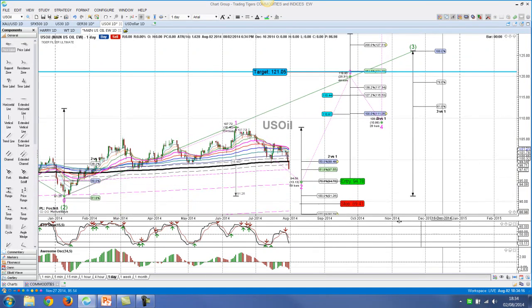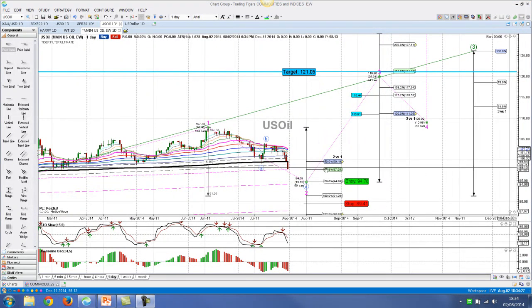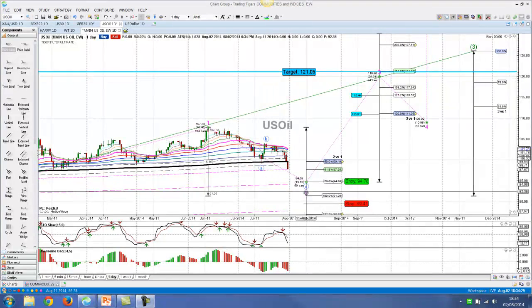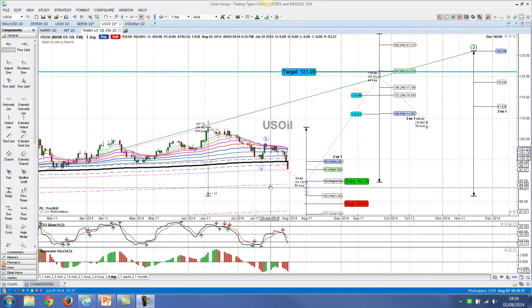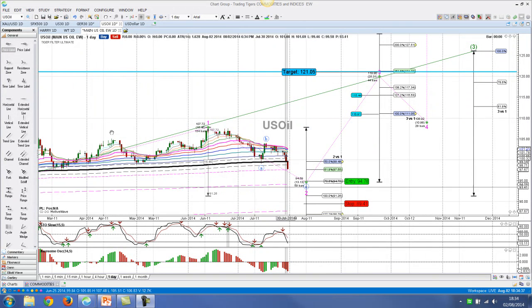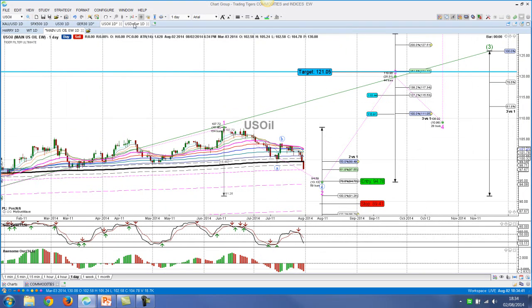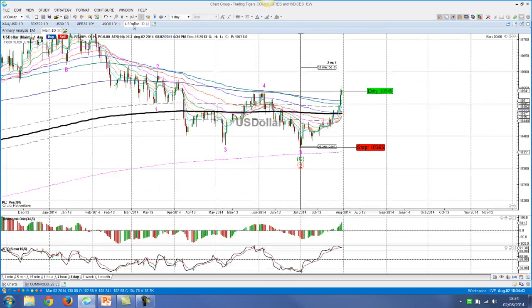So what we can do, we can actually break that down a little bit further so we can see it. I just put in the ABC correction for you so you can see exactly where it is. And we're not trading that, we're actually trading the minor wave. That's in pink. Okay, fine. Now let's move to the US dollar index.